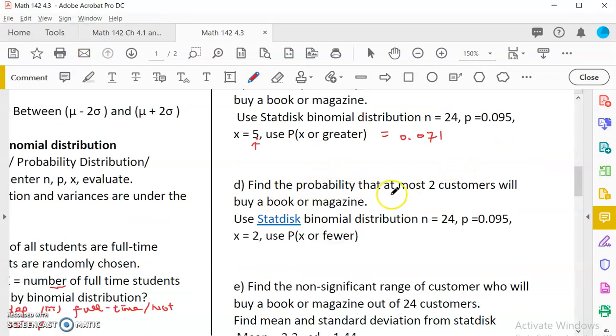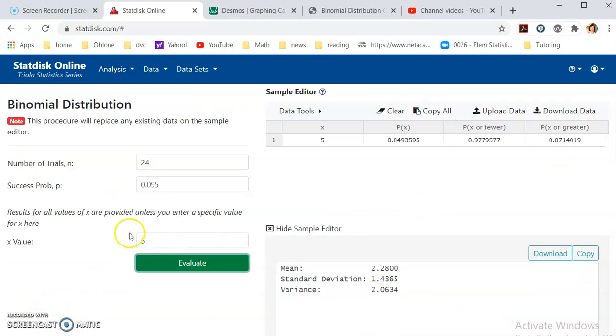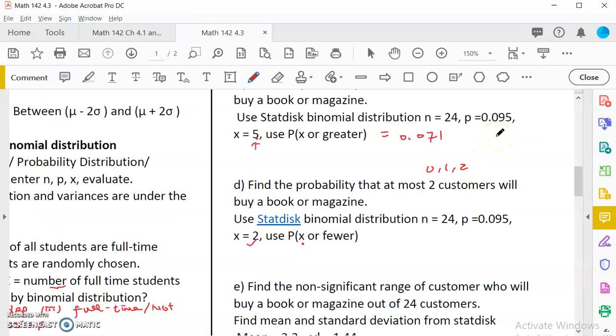Find the probability that at most 2 will buy a book. At most 2 means what? The highest is 2, so that means 0, 1, 2. So I would use X equal to 2, and it is 2 or fewer, because 2, 1, 0 is 2 or fewer. So I keep this the same. I do 2 here, evaluate. I don't need this and this. I only need 2 or fewer, 0.598.